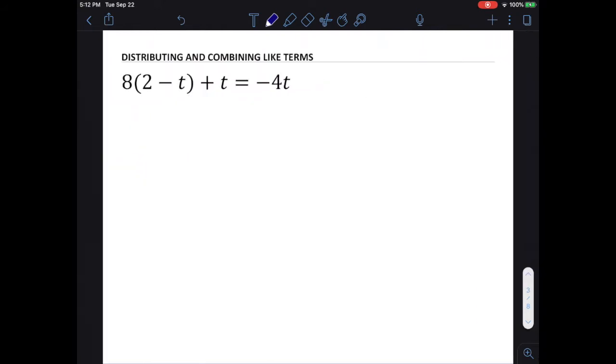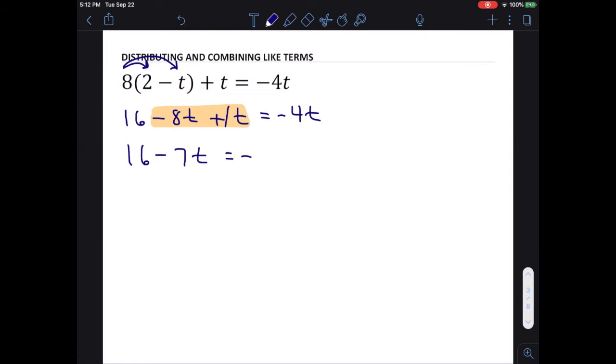Okay, let's look at another example with distributing. Okay, so we're going to distribute this 8 to the 2 and the negative t. So we have 16 minus 8t plus t equals negative 4t. Okay, so we're going to combine like terms here. So we have negative 8t and positive 1t. So we have 16 minus 7t. Be careful, that sounds like 70. It's 7t equals negative 4t.